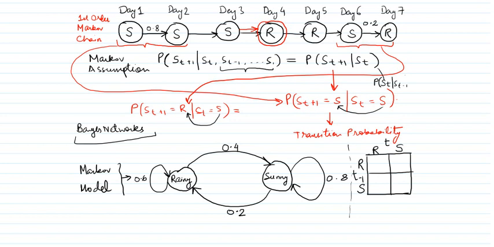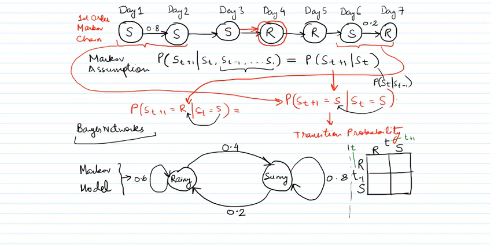Both are the same things. In some books you will find s t given s t minus 1. So t is actually the current state, t plus 1 is the next state, t minus 1 is the previous state. So this table may also be written as t plus 1, and this may be written as t. So both are the same things.